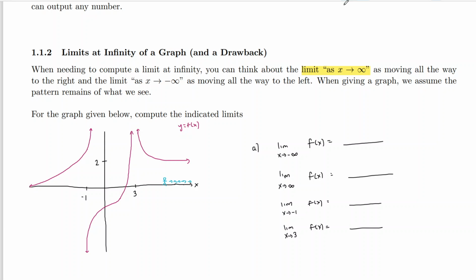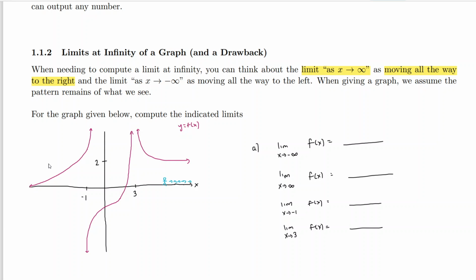So one drawback of limits at infinity is that you can't actually plug in infinity or negative infinity. But it's a very handy way to think about it in your head: when you're thinking about the limit as x goes to infinity, you're walking to the right forever. We're asking what's happening to the graph as it moves to the right forever. And that's exactly the way I like to think about it, moving to the right.